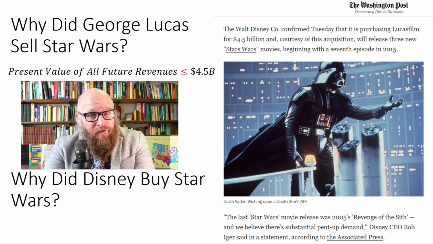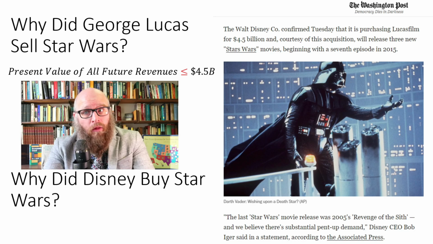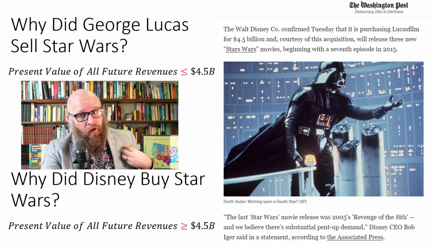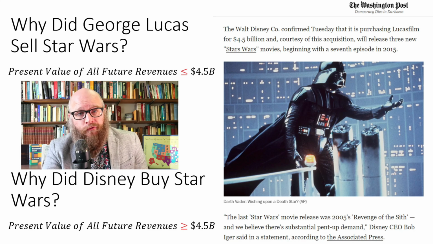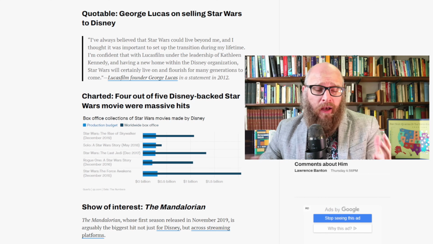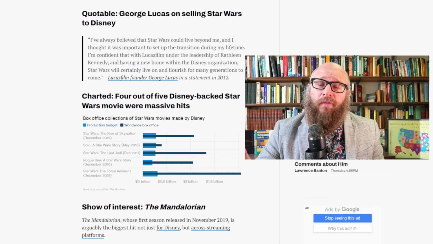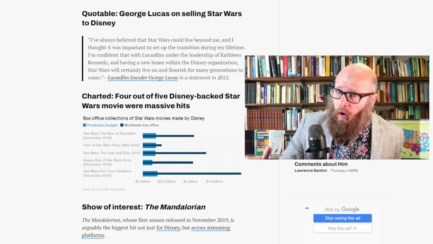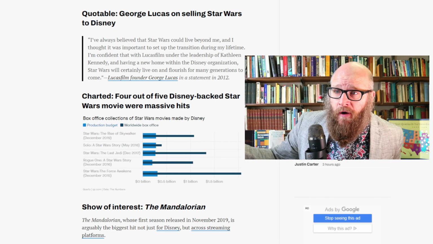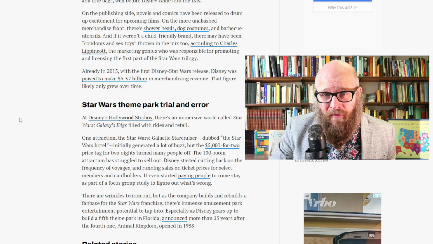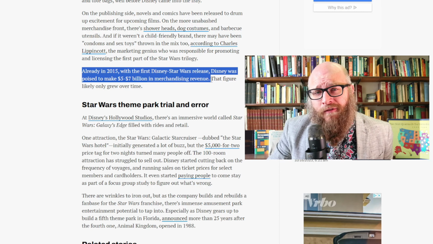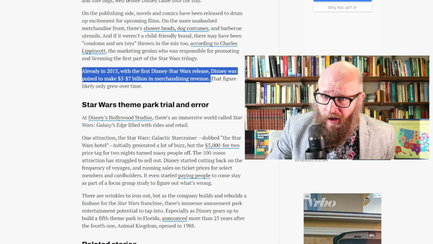Don't they take the present value of all future revenues into account as well? True, but from their side, their present value of all future revenues were calculated to be above $4.5 billion. Number one, George Lucas, like all humans, will eventually pass away. However, Disney as a corporation can potentially live forever. Lucas said in a statement, "I've always believed that Star Wars could live beyond me, and I thought it was important to set up a transition during my lifetime." And has Disney seen a return on their revenue? By 2015, they already garnered $5 to $7 billion in merchandise revenue alone.